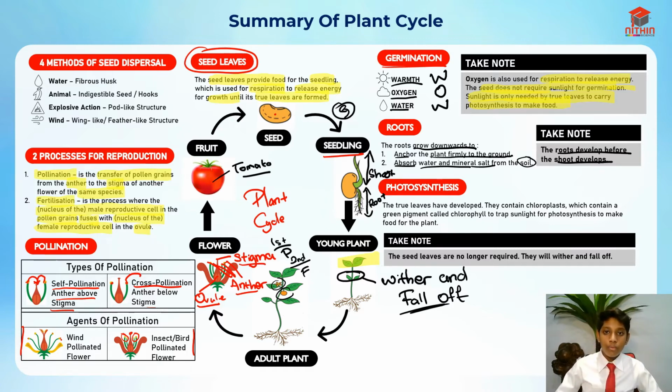It's actually a fruit. Okay, so then after the fruit actually starts seed dispersal again, and then after seed dispersal, the seed gets planted, and the cycle actually continues. Okay, so the cycle is a never-ending cycle. Okay, so I hope you understand the summary of the plant cycle. Now let's move on.